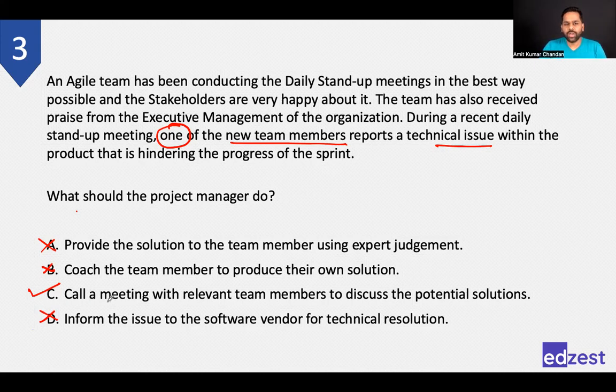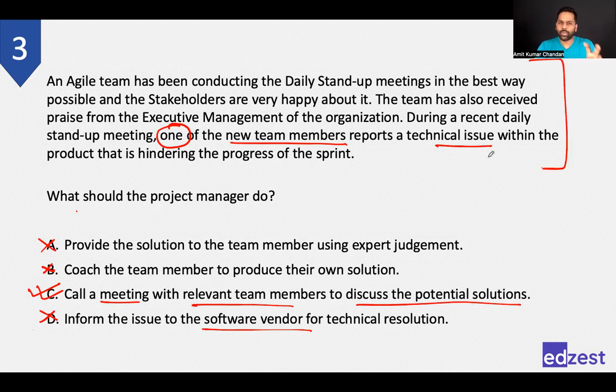So this is what we are doing. We are calling a meeting with the relevant team members to discuss the potential solution. What could be the solution, right? Within our team, somebody has seen an issue. We are calling a meeting and we are saying, okay, let us have a discussion. Let us try to find a potential solution, right? So that is one part, which answers why C is a good choice, right? Then you go to D. The reason D is wrong is because we don't know whether we have a vendor or not. Nothing in the question tells me that we have a vendor that we are working with. So this might not be the best choice.